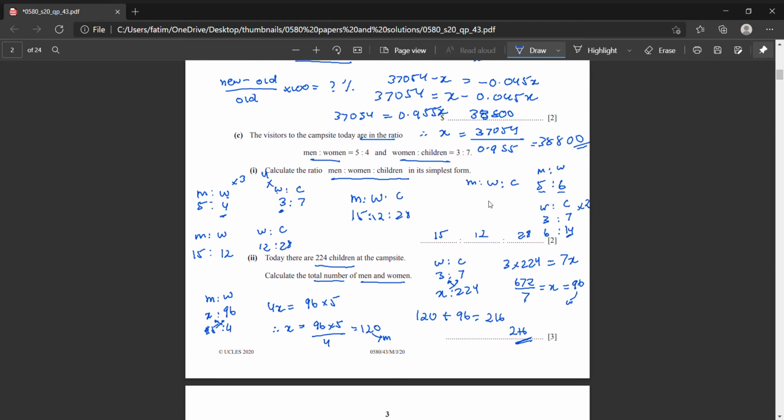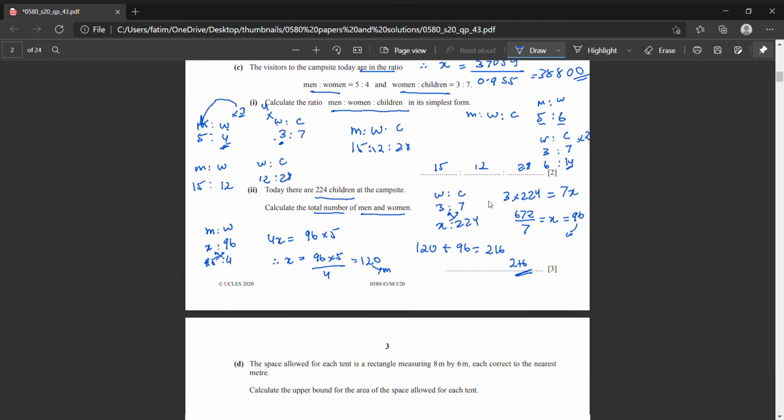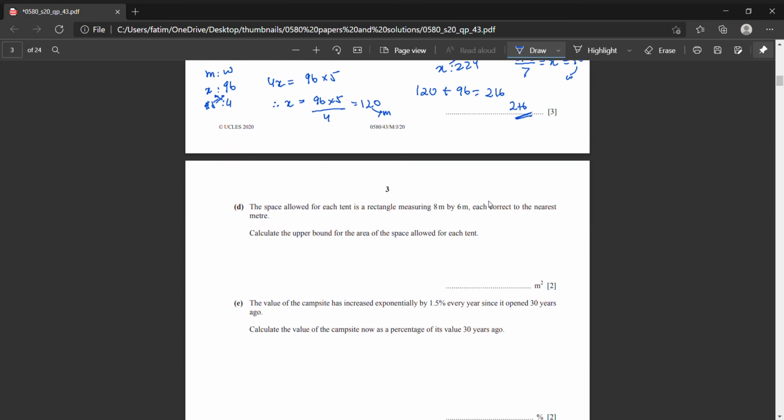I just want to clarify one point over here. The reason why I multiplied this over here with 3 and this 3 over here with 4 is so that both of the values would be 12, right? And the reason why the other ratios, like for example in this men to women ratio, men is also being multiplied by 3 is because they're directly proportional to each other. So if the number of women increase by a certain value, the number of men will also increase by that same value. Same principle applies over here to the women and children. Anyway, moving on to part D.